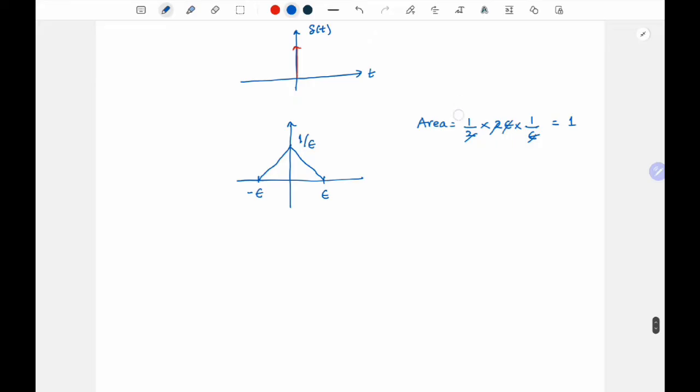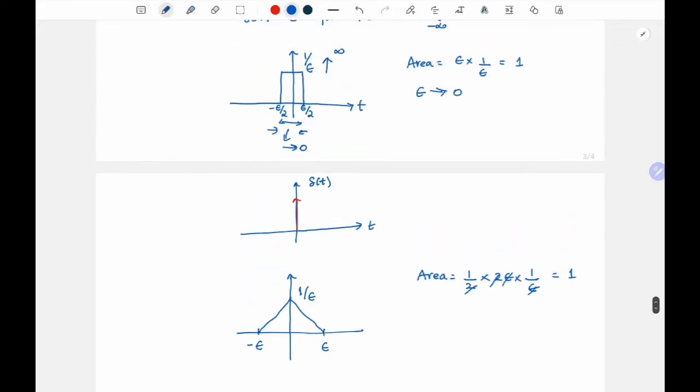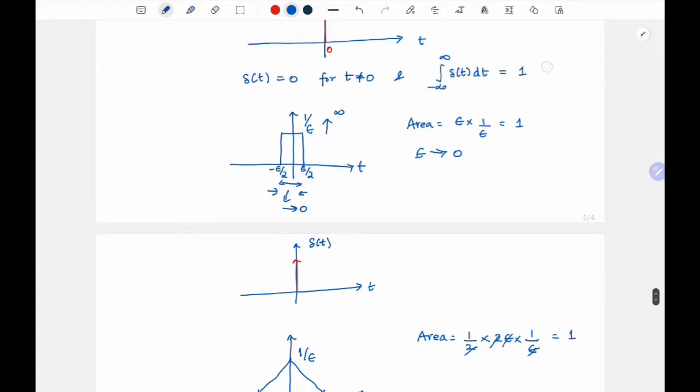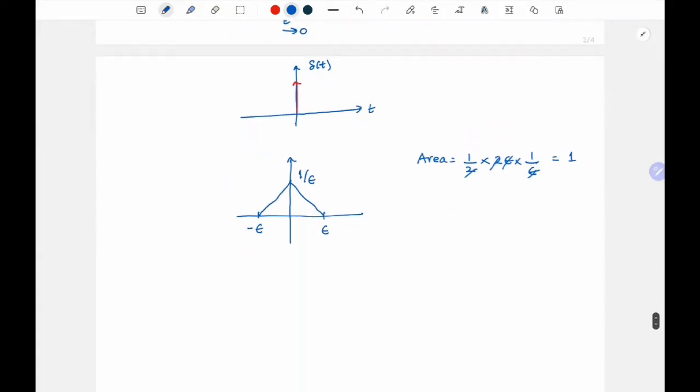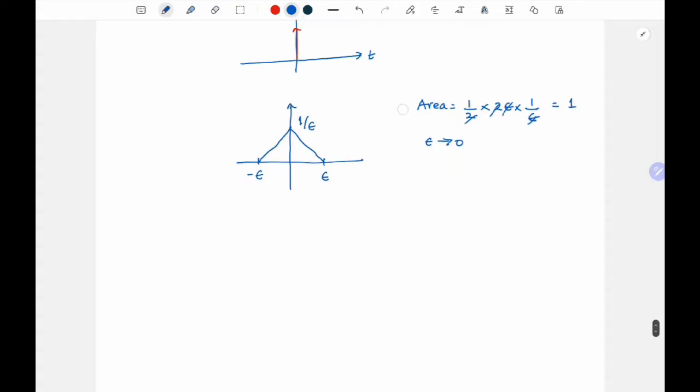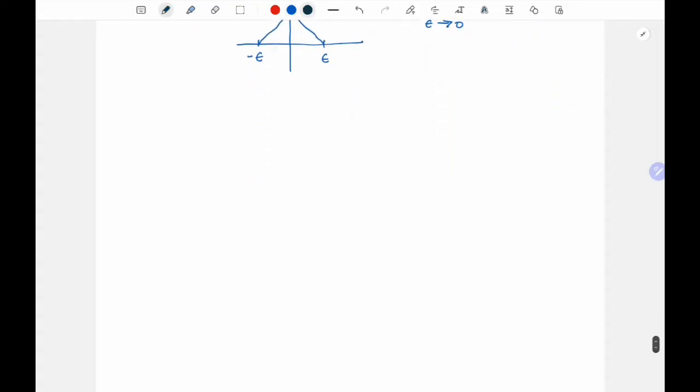Another fact I missed to say is that the area is not dependent on epsilon. Whatever value of epsilon you take, the area is going to be the same. And then you tend epsilon to 0, so the area remains the same and is going to be 1 itself. Now if you tend epsilon to 0, the base will shrink to 0 and the height will blow up to infinity. Now we'll see some properties of this impulse.